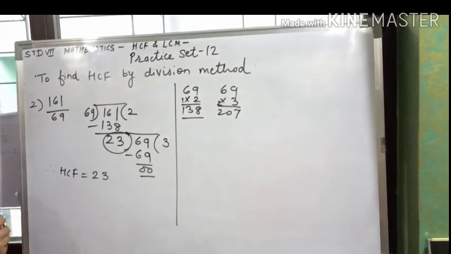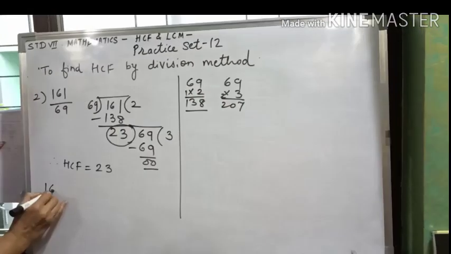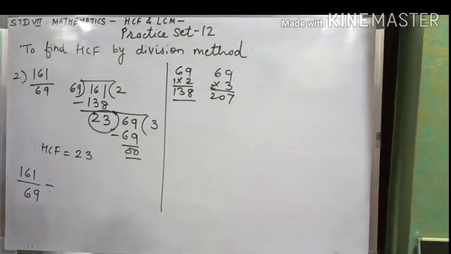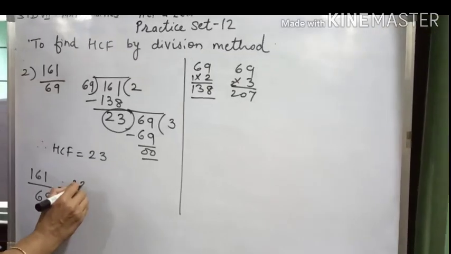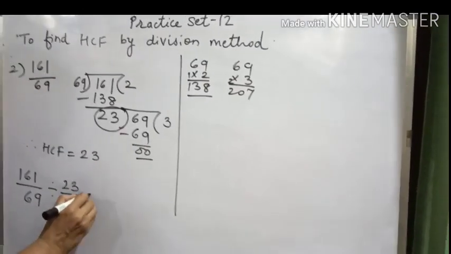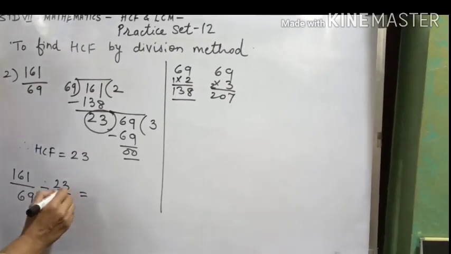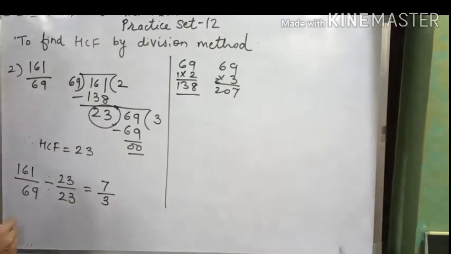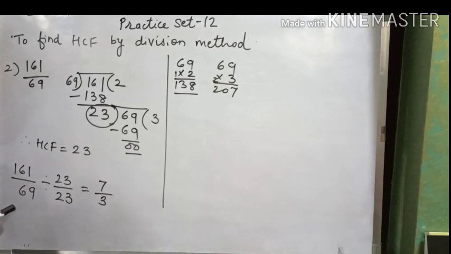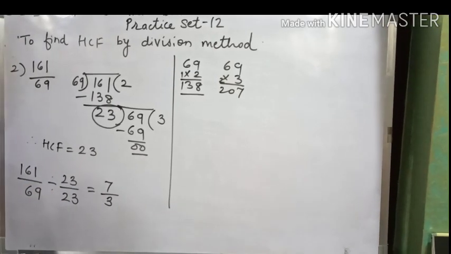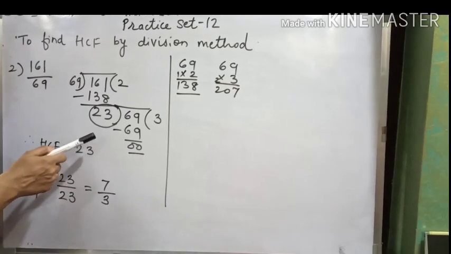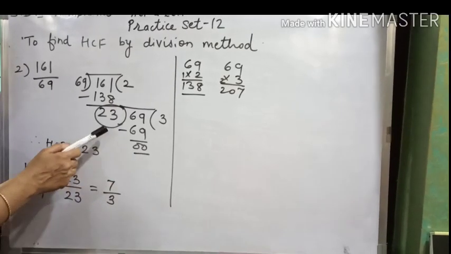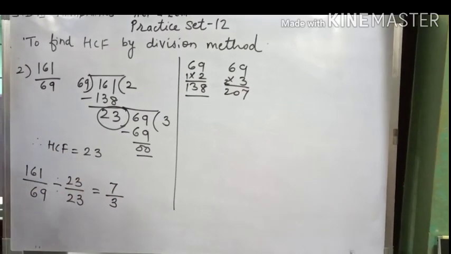And if you want to write the reduced form, 161 divided by 69. So divide both the numerator and denominator by 23. The reduced form is 23 7s are 161 and 23 3s are 69. So after reducing this, you get 7 upon 3. By this method, the last step where the remainder is 0, the divisor is the HCF.